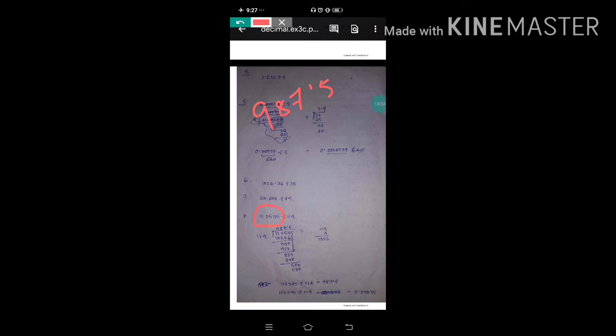4 decimal places. That means from this point it will shift 4 decimal places. That means the answer will be 0.00985. Previously 1 decimal place, by dividing you have got 1 decimal place. From this, because your dividend is given with 4 decimal places, you have to count 4. That means the answer will be 5 decimal places. See this one.